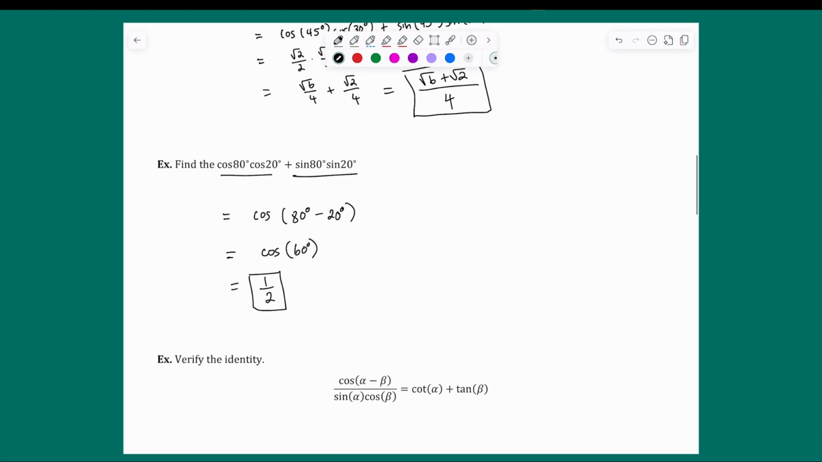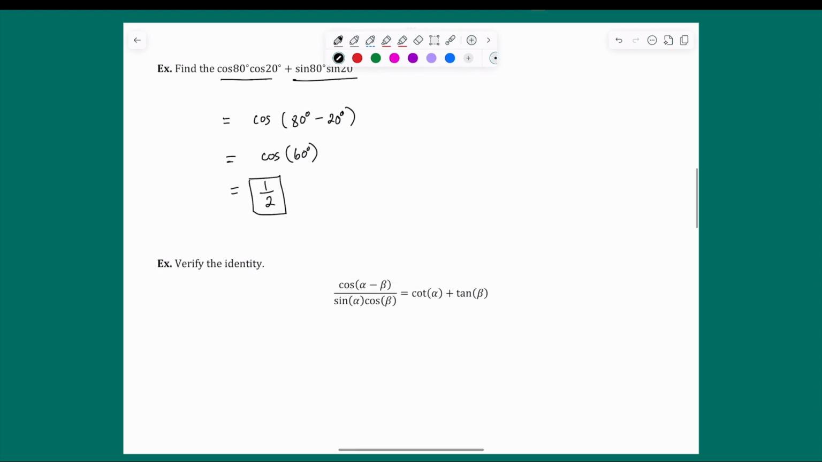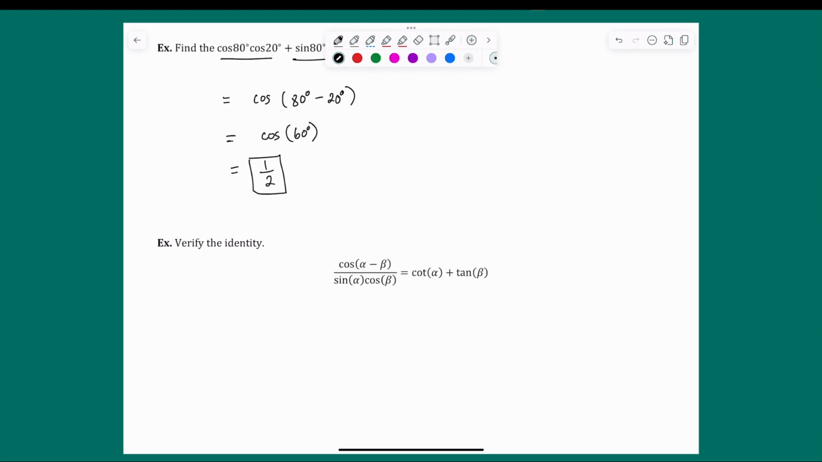All right, here in the next exercise, we're asked to verify the identity cosine of alpha minus beta over sine of alpha times cosine of beta equals cotangent of alpha plus tangent of beta. I always just choose one side and work to get to the other side. And I always like to work with the side that has more to work with. And so I'm going to choose the left-hand side to start with. So the left-hand side, we have cosine of alpha minus beta all over sine of alpha times cosine of beta.